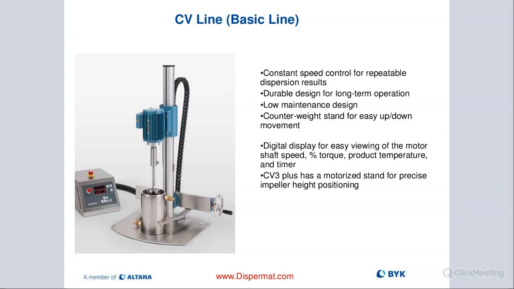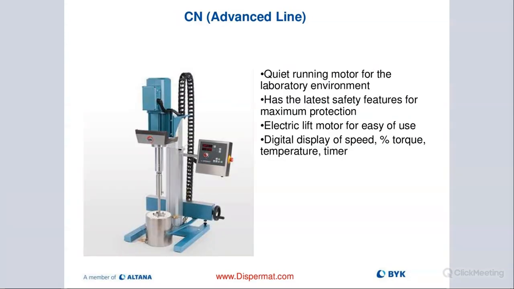On the CV line, we give you also the ability to look at a torque value. Again, electronic up and down, timer function, variable speed, and also the ability to completely accessorize it. Again, that modularity approach for adding milling systems or vacuum system holds also true for our CV line or the LC that I showed you before. So they're all modular. The CN is kind of our middle of the road Dispermat.